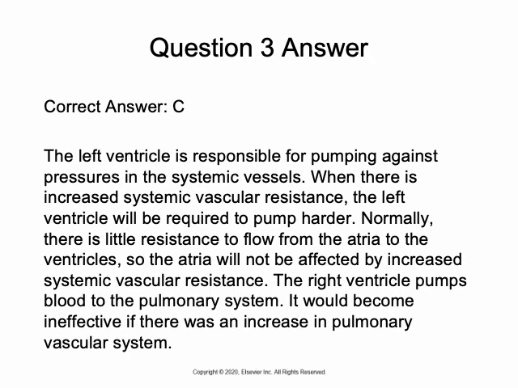If you chose C, you're correct. The left ventricle is responsible for pumping against pressures in systemic vessels. When there is increased systemic vascular resistance, the left ventricle has to pump harder. Normally, there's little resistance to flow from the atria to the ventricles. This happens pretty easily, so the atria won't be affected by increased systemic vascular resistance.